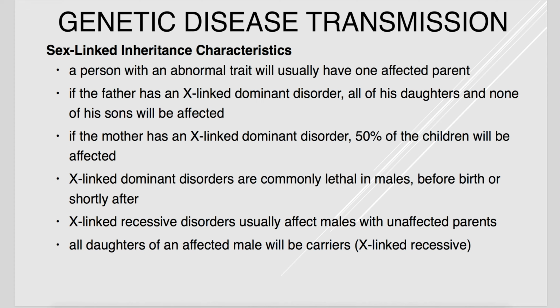X-linked recessive disorders typically affect males because males only have one X chromosome. In females, there are 2 X chromosomes. So if there is a recessive disorder, the female has to inherit 2 bad copies, 2 bad genes on those 2 X chromosomes in order to have the disease. That's pretty rare, but females have another X chromosome to mask these recessive alleles, whereas men don't. And typically these males will have unaffected parents. Now, all daughters of an affected male will be carriers for X-linked recessive traits, but they won't have the disease.